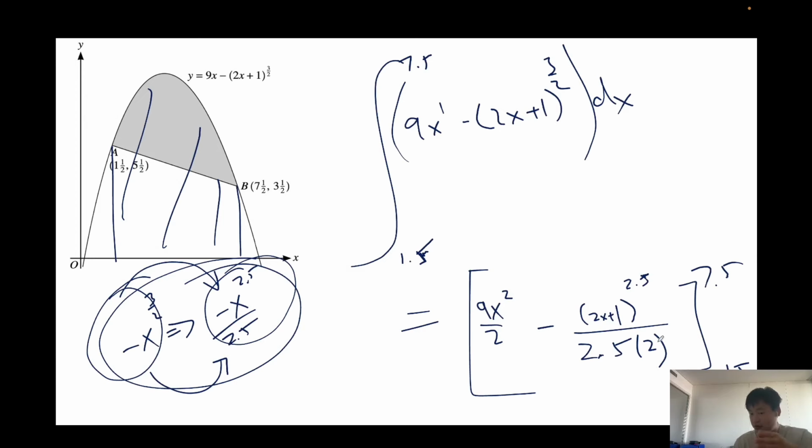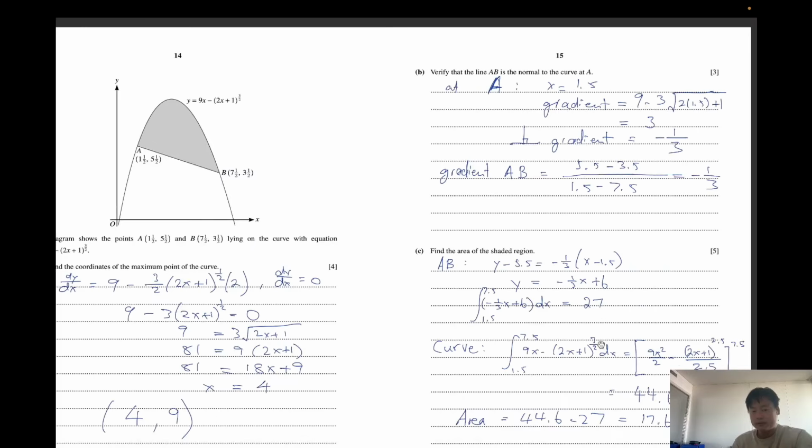Message me if you don't know this, but this is very important algebra basics over here. As in, you should not be confused about why divided by 2 just means put a 2 on there, okay? Yeah? Surely? And yes, if you substitute 7.5 into there, minus substitute 1.5 into there, you're definitely bound to get the right answer, which is what we've done over here. You should definitely get 44.6.